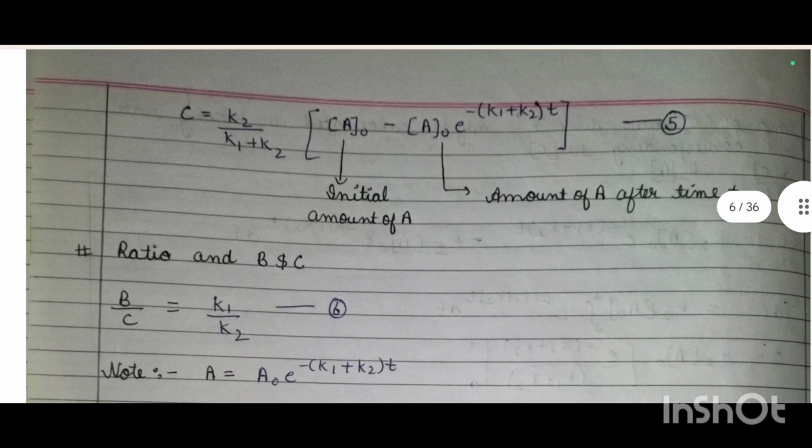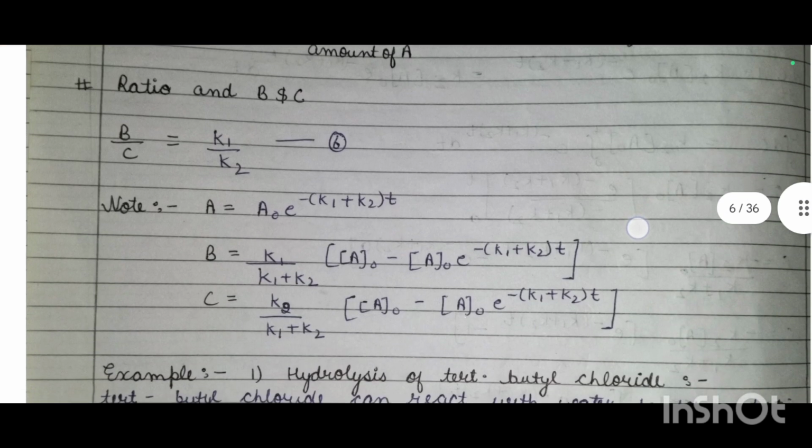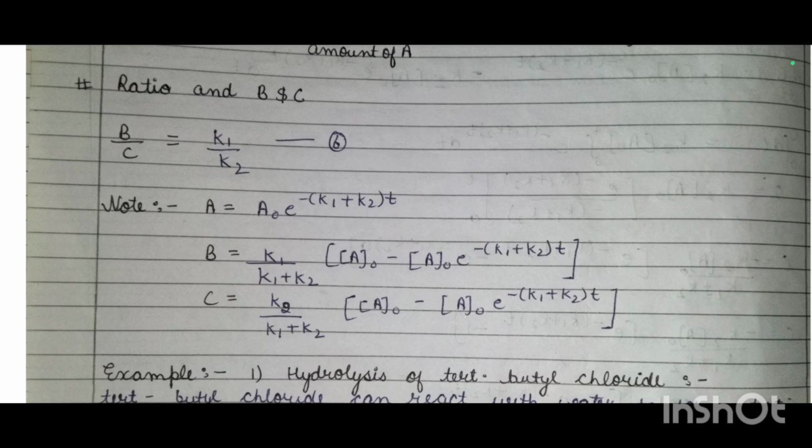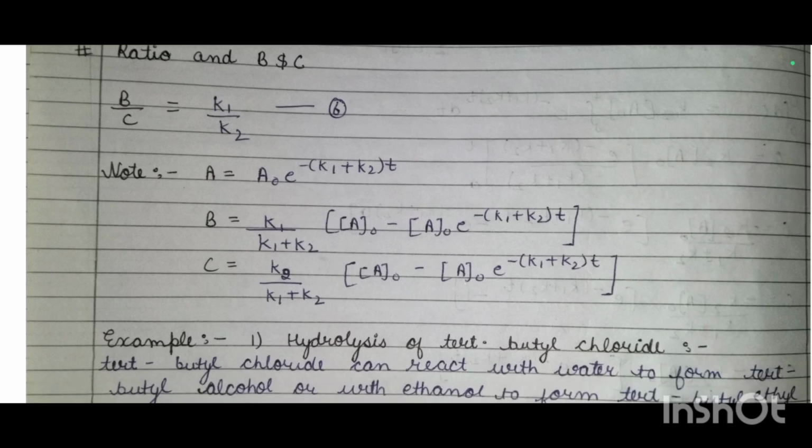The concentration of C is equal to K2 divided by (K1+K2) times A0 minus A0 multiplied by e^(-(K1+K2)t). So the concentration of C is equal to K2 divided by (K1+K2) times the initial amount of A minus the amount of A after time t. Ratio of B and C: B/C is equal to K1/K2.